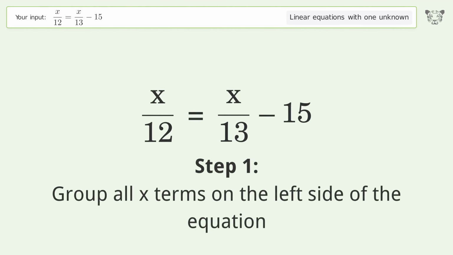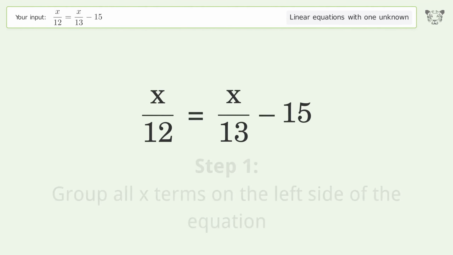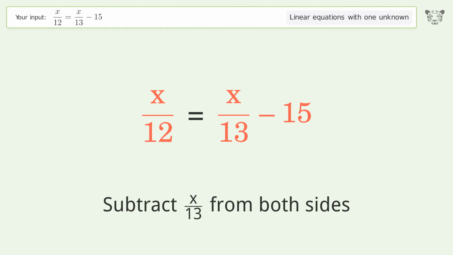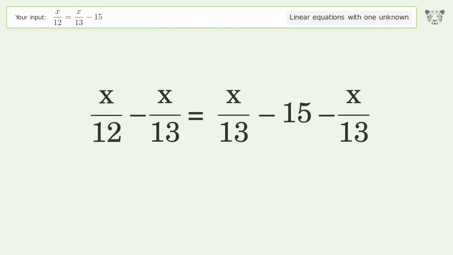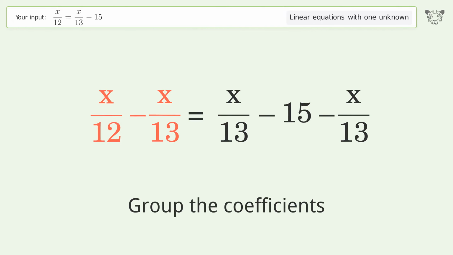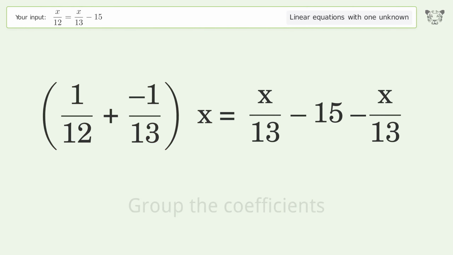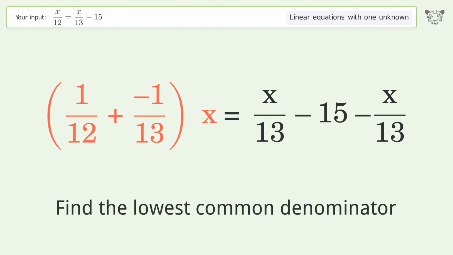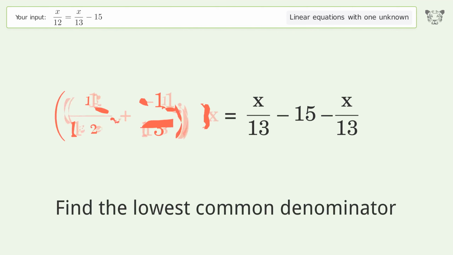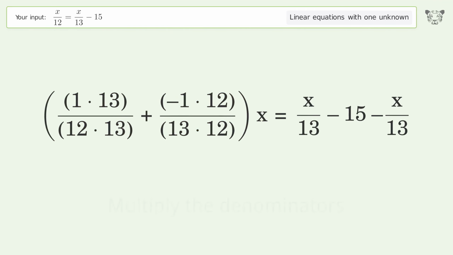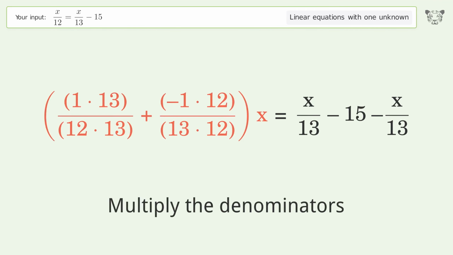Group all x terms on the left side of the equation. Subtract 10 over 13 from both sides. Group the coefficients. Find the lowest common denominator. Multiply the denominators.